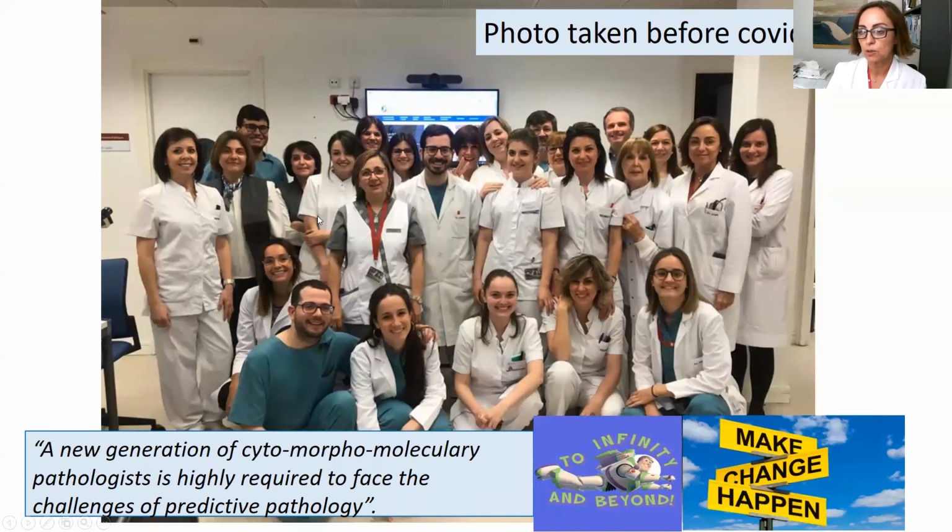So I want to thank my colleagues in my department. We are a very small department, but very active and very enthusiastic. Of course, this photo was taken before the COVID pandemic in 2019. So some residents and some technicians are no longer with us, but we have new people, which is always good.